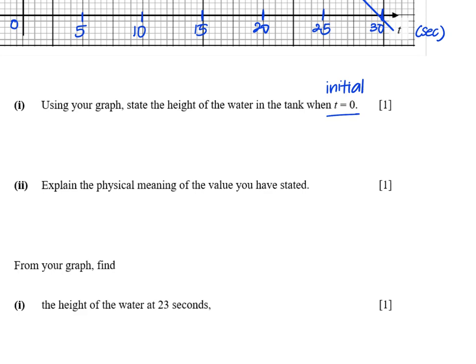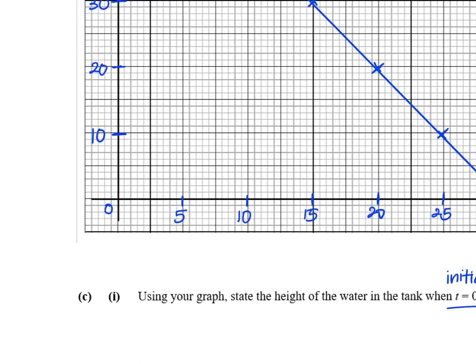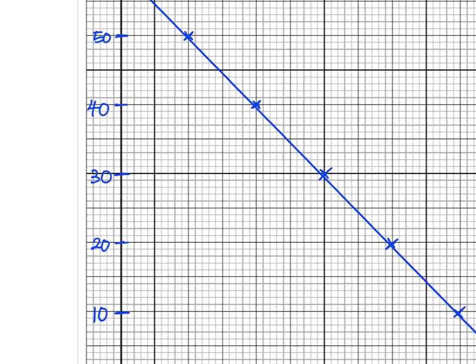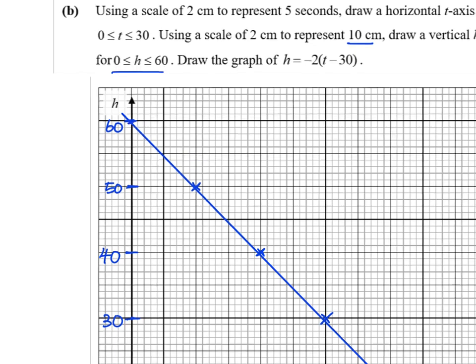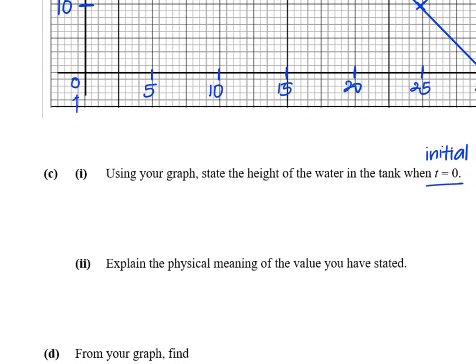So they want you to state the height of the water in the tank. It means I'm looking for my initial height. Or when time is equals to 0, the height of the graph over here, this is the value 60. So the height of the graph, remember height has a unit.